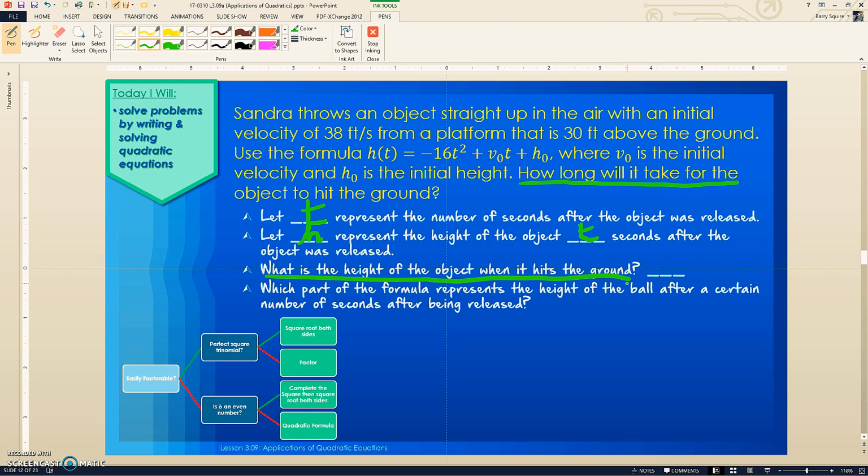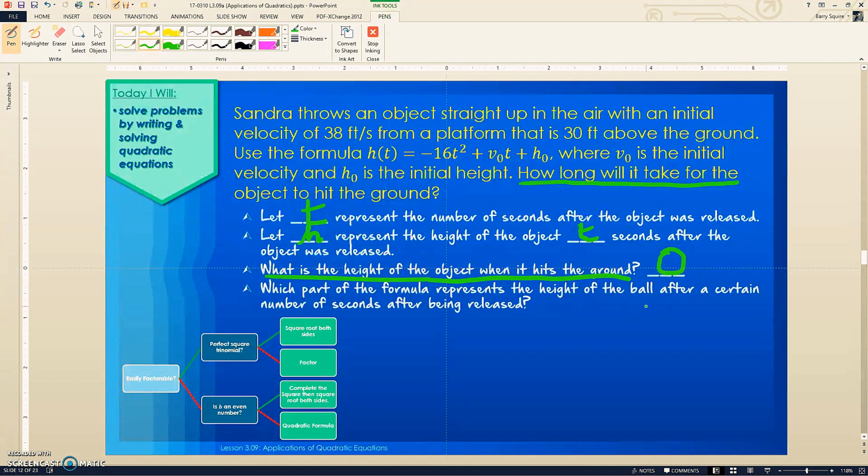Think about this in terms of maybe sea level. When somebody's above sea level, they're at a positive number. When they're below sea level or underground, they've got a negative number. When they're at sea level or on the ground, our height is 0.